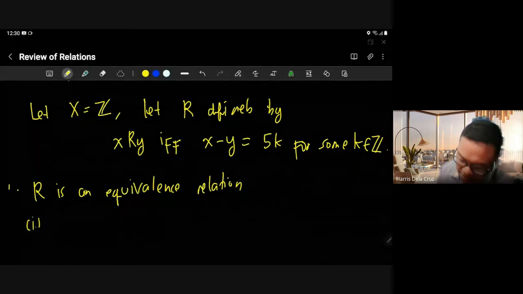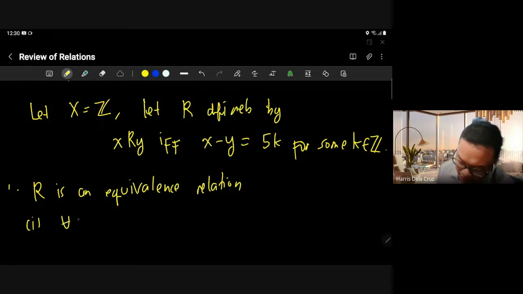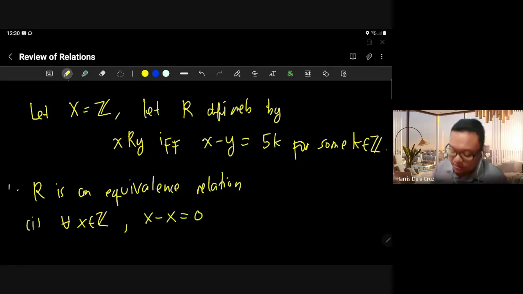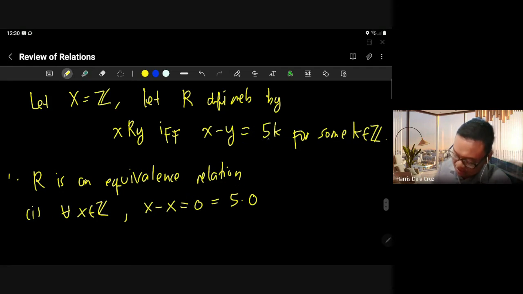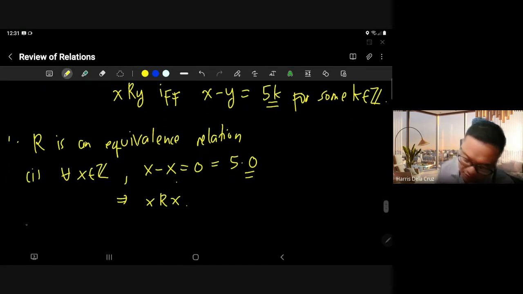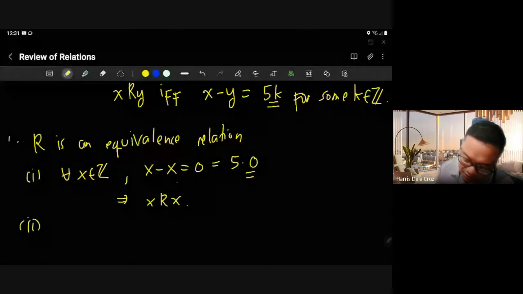Why? Let's just show the three properties of an equivalence relation. How do we show it? So, for every x in Z, we know that x minus x is equal to 0. But of course, 0 is the same as 5 times 0. Right? So, it means there exists a k, which is 0, such that x minus x is 5 times k. So, what does that mean? Then x is related to x. Okay, done.